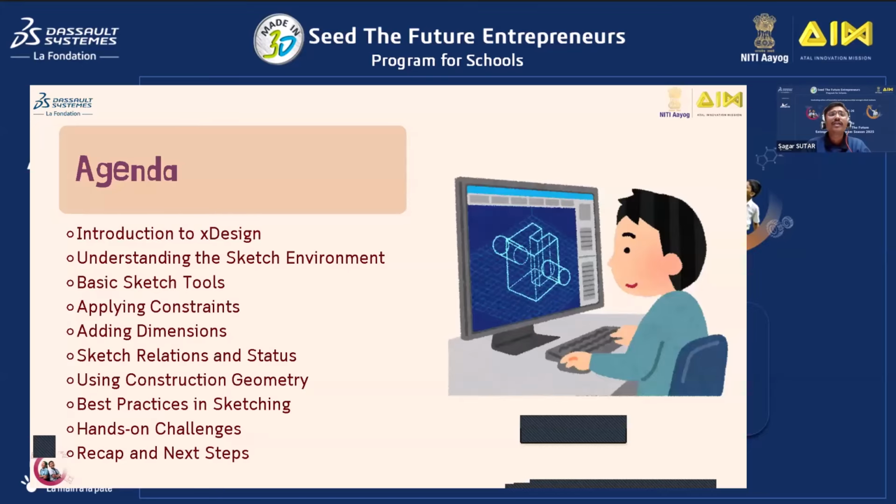Then we will see how we can add dimensions, sketch relations, construction geometry. There is a construction geometry that is like a reference line. You can just take a look at it, and when we start with X design, I will explain everything in detail. Then what are the best practices while you sketch something in X design?